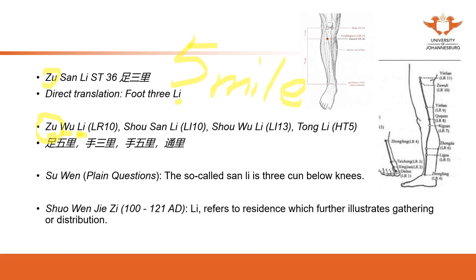Then there is San Li, large intestine 10, the hand San Li. If you take San Li as 3 miles, Wu Li means 5 miles. How do you explain San Li, large intestine 10? This is also 3 miles, but it means the hand. Then Wu Li, large intestine 13, also means the hand, Wu Li, 5 miles. And then heart 5, Shao Hai, and still you see all these points have the name Li. If Li means miles, how can you explain the other points? And why is stomach 36 better than liver 10 in terms of strengthening the qi?